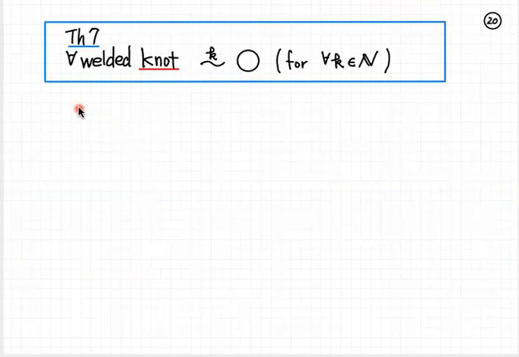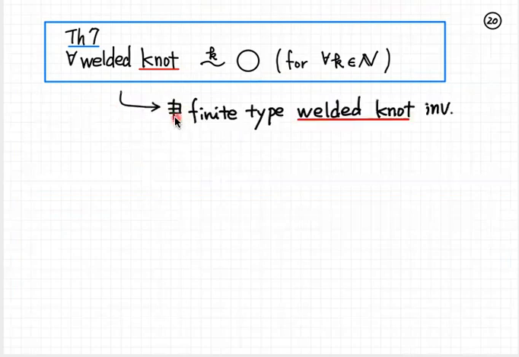Then we have theorem seven. Any welded knot is WK equivalent to trivial for any natural number K, then WK equivalence preserves finite type invariants, which means there are no finite type welded knot invariants.